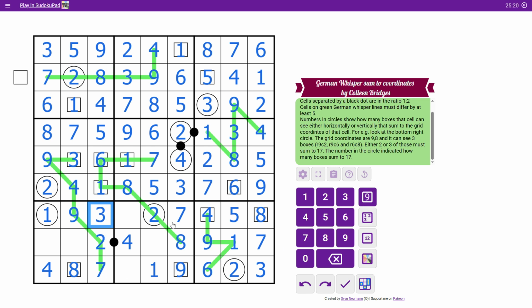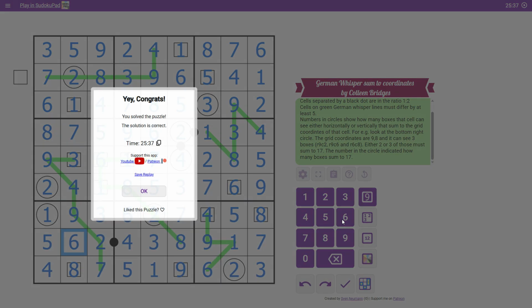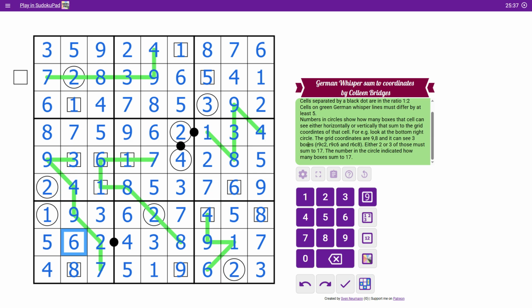1, 2, 3, 4, 5, 6 in that row. 2, there's a 3, has to go there. 1, 2, 3, 4, 5, missing there. 1, 2, 3, 4, 5, and the 6 here. Where do they go? The 5 goes there, and the 6 goes there. And done. Oh, that wasn't too bad.